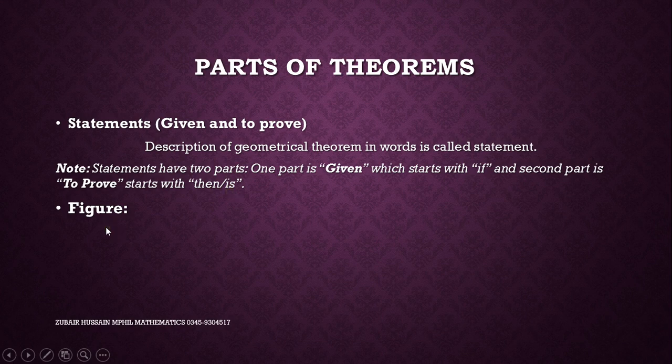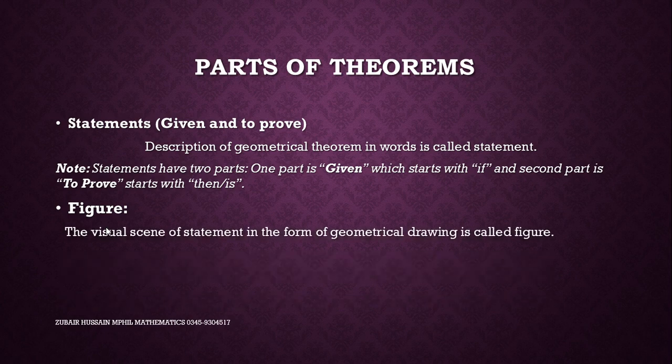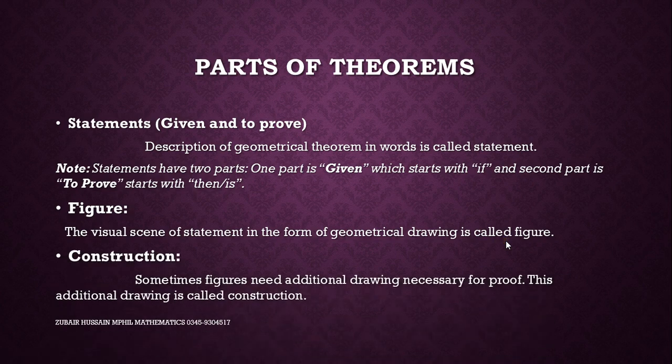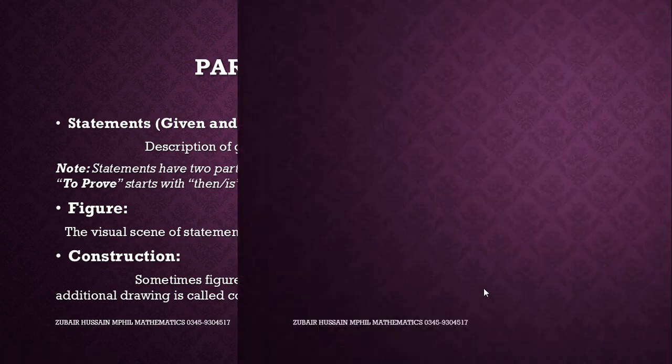Another part of the theorem is the figure. The visual scene of the statement in the form of a geometrical drawing is called the figure. Then construction: sometimes a figure needs additional drawing necessary for the proof. This additional drawing is called construction.